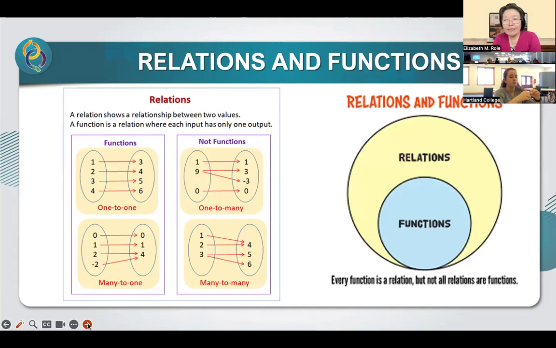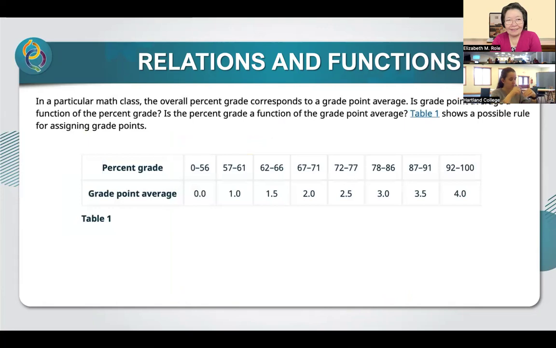And one very important statement there is: every function is a relation because the relation is the bigger set, but not all relations are functions. There are relations that are outside the circle of the function. So every function is a relation, but not all relations are functions. Okay, please remember that statement.